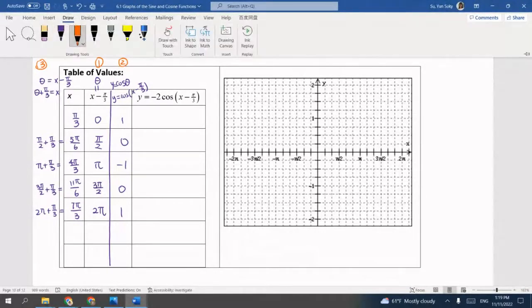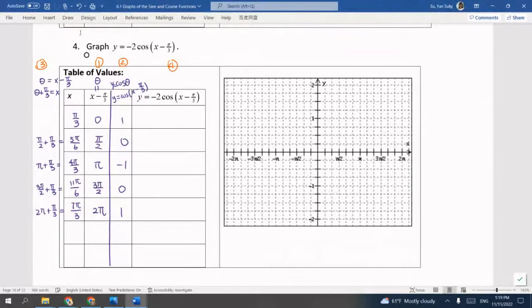That's the third step. Fourth step, figure out the y values. Okay, this is the cosine theta. Do you see here what we are doing? Multiply by -1. Yeah? 1 times -1 is -1. 1 times -2 is -2. 0 times -2, 0. -2 times -1, 2. And then 0, then -2. Yes, everybody? So, yeah, this is how you figure out the table.